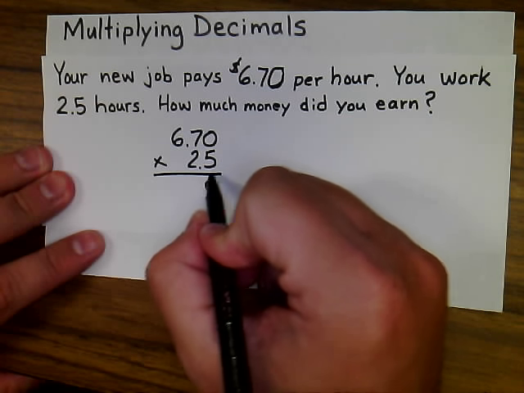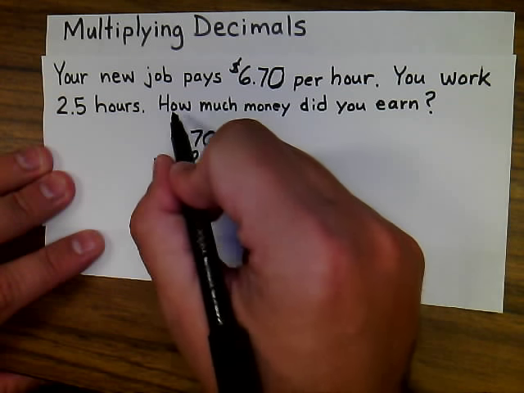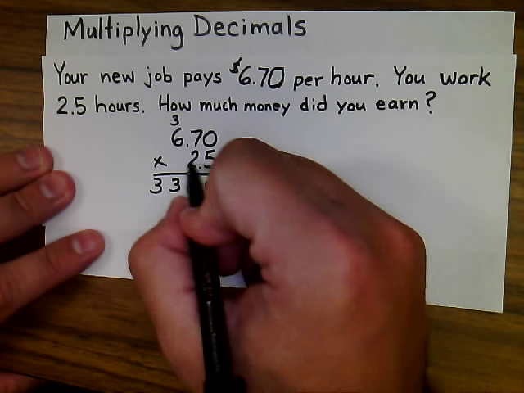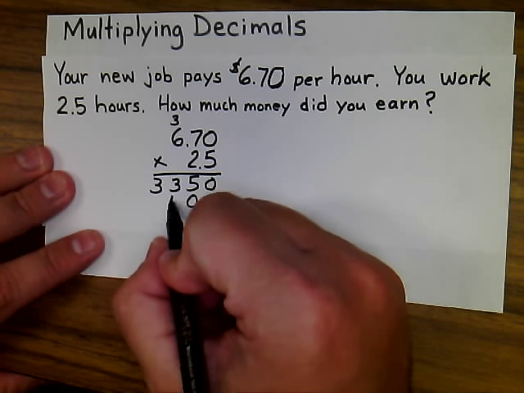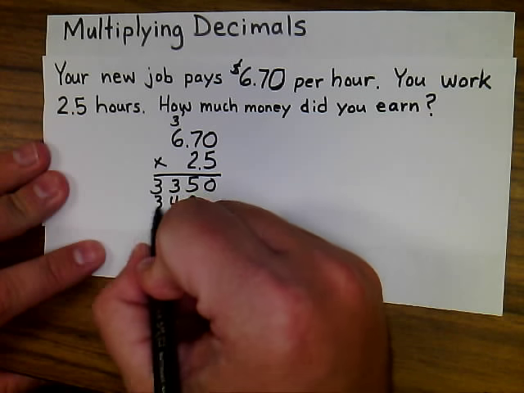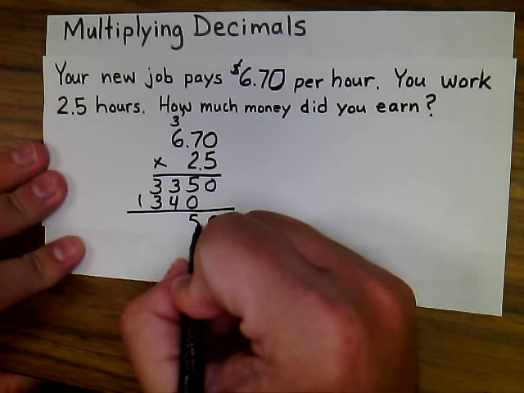5 times 0 is 0. 5 times 7 is 35, carry the 3. 5 times 6 is 30, plus 3 is 33. 2 times 0 is 0. 2 times 7 is 14, carry the 1. 2 times 6 is 12, plus the 1 is 13. Make the sum of each column.